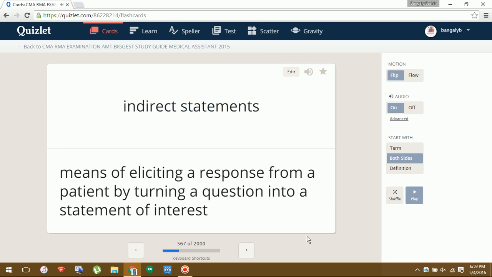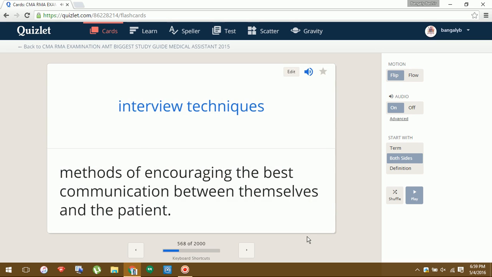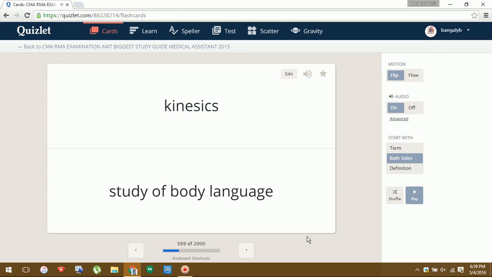Indirect statements. Means of eliciting a response from a patient by turning a question into a statement of interest. Interview techniques. Methods of encouraging the best communication between themselves and the patient. Kinesics. Study of body language.